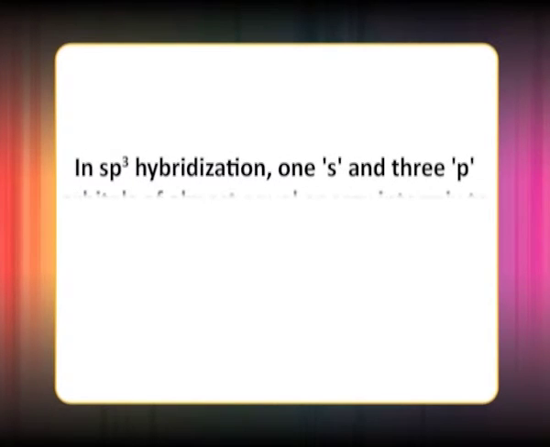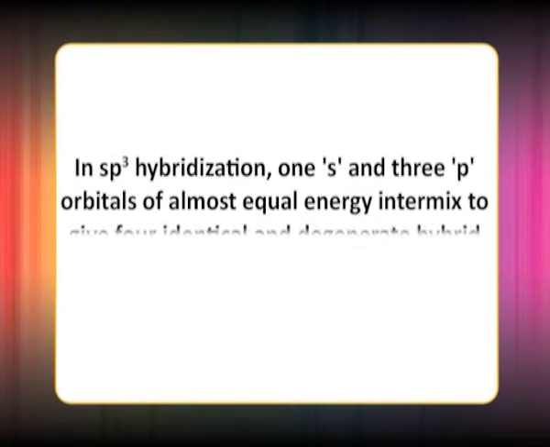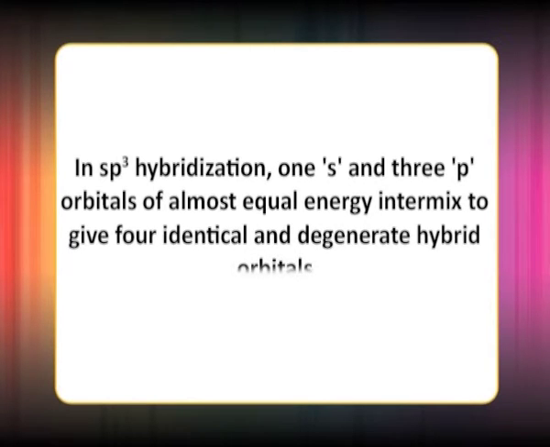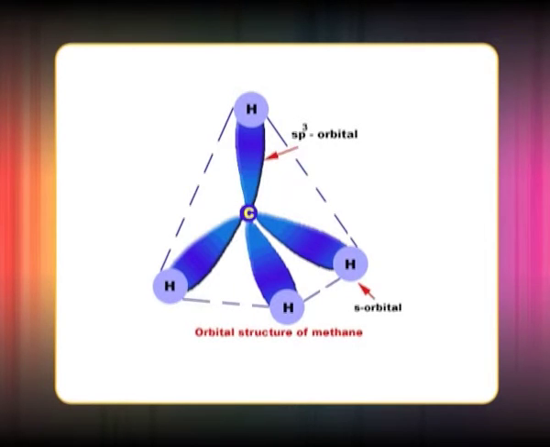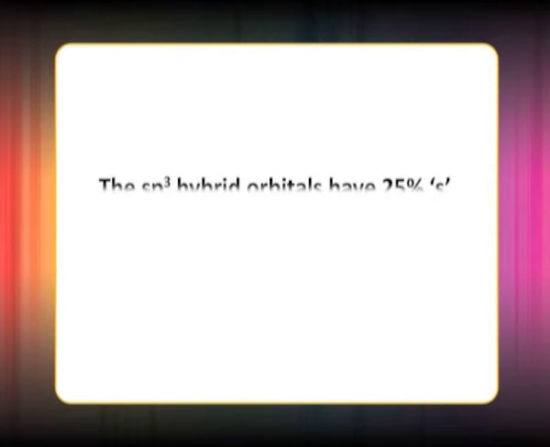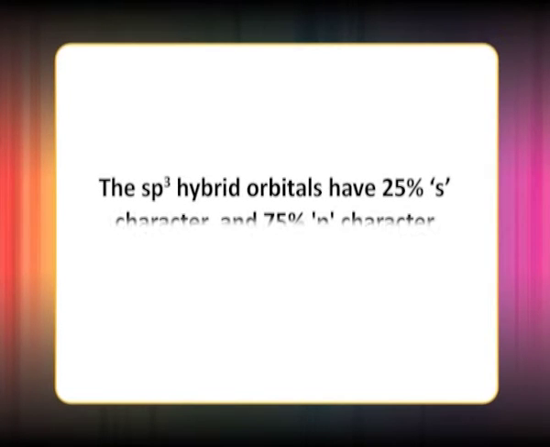In this case, one s and three p orbitals of almost equal energy intermix to give four identical and degenerate hybrid orbitals. These four sp3 hybrid orbitals are oriented in tetrahedral symmetry with 109 degree 28 minutes angle with each other. The sp3 hybrid orbitals have 25% s character and 75% p character.